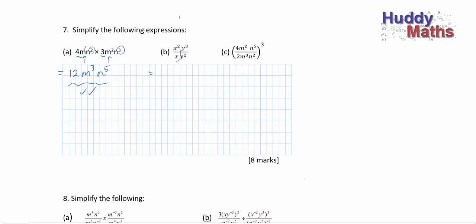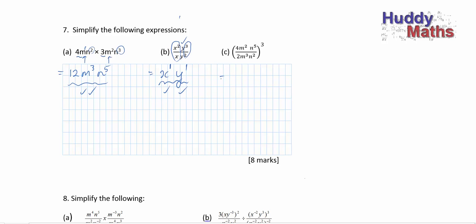X squared divided by x, or x to the 1. Division, you subtract powers. So it's 2, take 1. The 1's not written there. Y cubed divided by y squared, subtract the powers. 3 take 1, 3 take 2 is 1. So there's 1 mark for each of those.